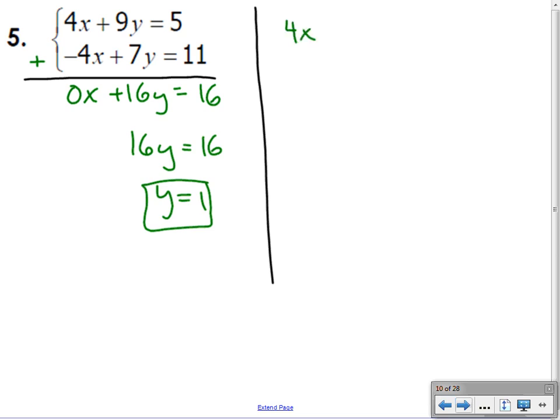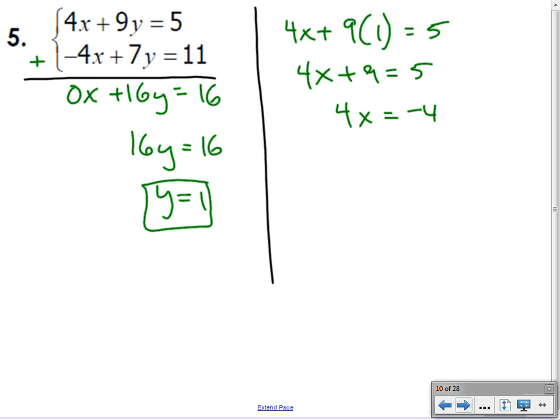We have 4x plus 9 times y, which we just found was 1, equal to 5. So we're solving. We really have 4x plus 9 equals 5. We subtract 9. We divide by 4. And we get negative 1. So the solution to the system, remember it goes x and then y, is negative 1, 1.